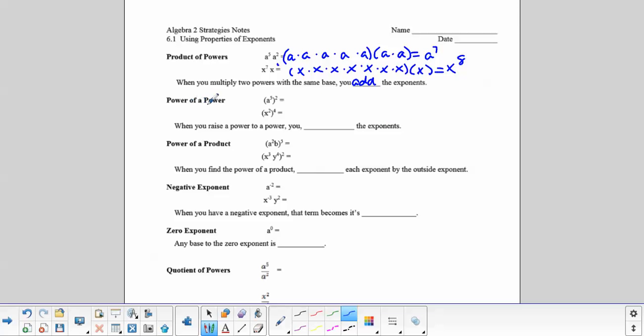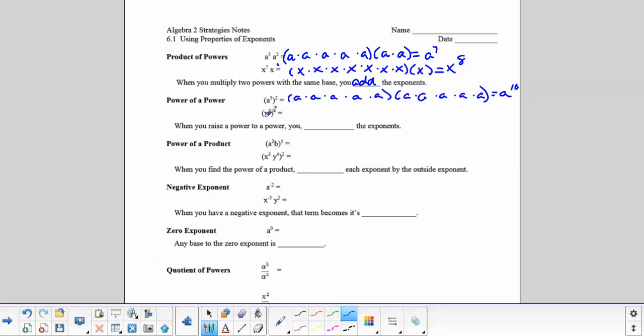Power of a power. So I have a to the 5th, and then I want to raise that whole thing to the second power. So a to the 5th would be a times a times a times a times a. That's a to the 5th. When you square something, you multiply it by itself, so I have another one of those. A times a times a times a times a. So a to the 5th, and then I square the whole thing, so I multiply it by itself, and now I have 10 a's altogether, so I have a to the 10th.